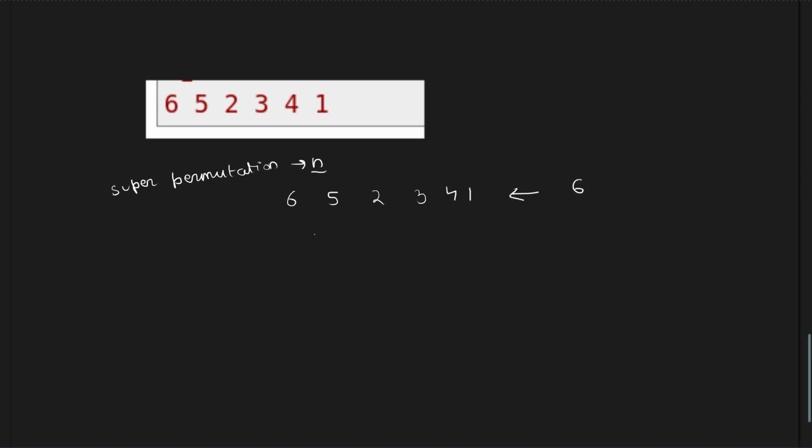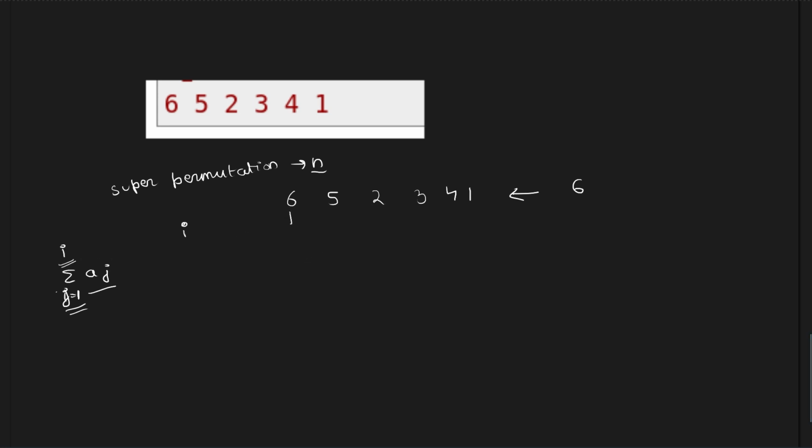Now, how is it actually a super-permutation? What we have to do is, for any index i, take the summation of a_j, with j starting from 1 to i. So for any index i, we take the sum of all the values from 1 to that particular index, and then we take its mod with n.